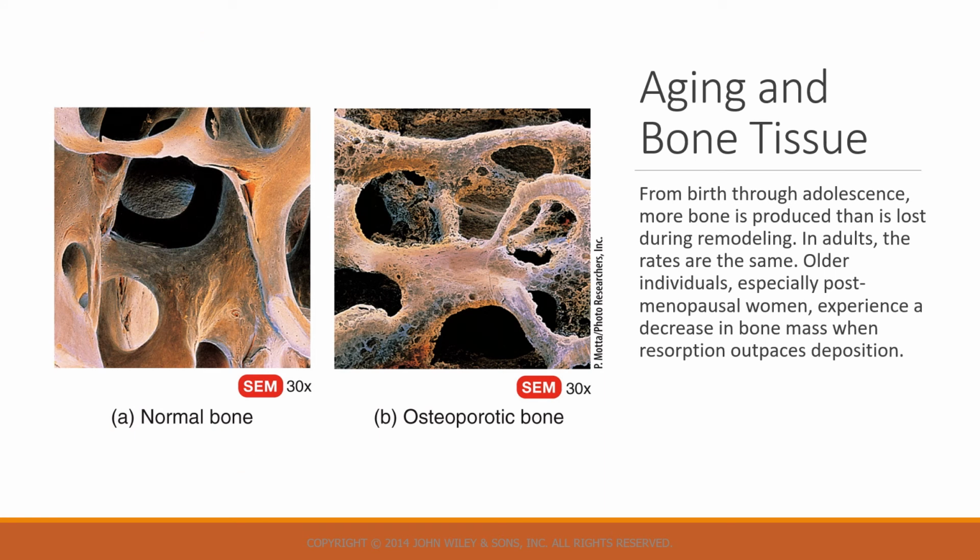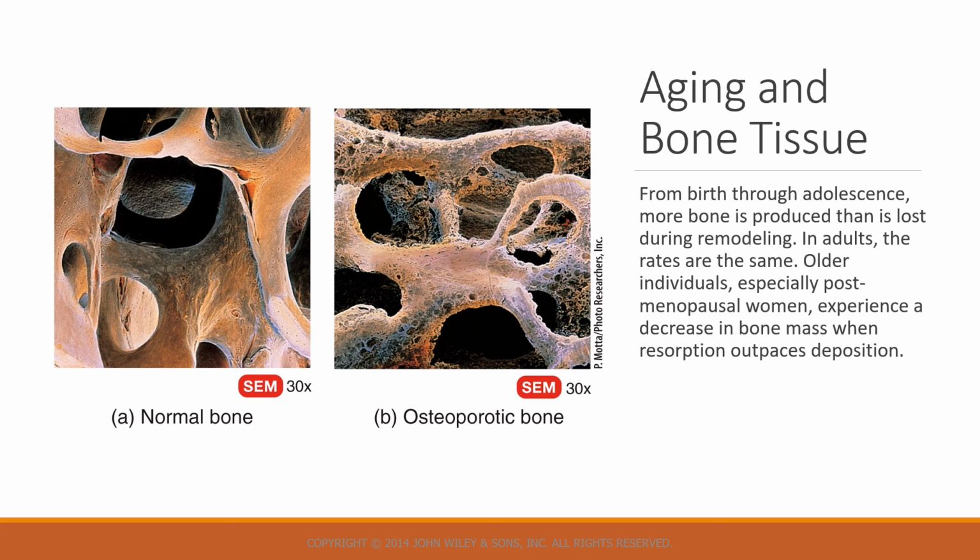From when you're born through to adolescence, more bone is produced than is lost during bone remodeling. In adults, the rate that bone is created is almost equal to the rate that it's destroyed by osteoclasts. And as you get older, the rate of bone breakdown by osteoclasts is higher than the rate of bone building. So you're going to have a decrease in bone mass as you age.